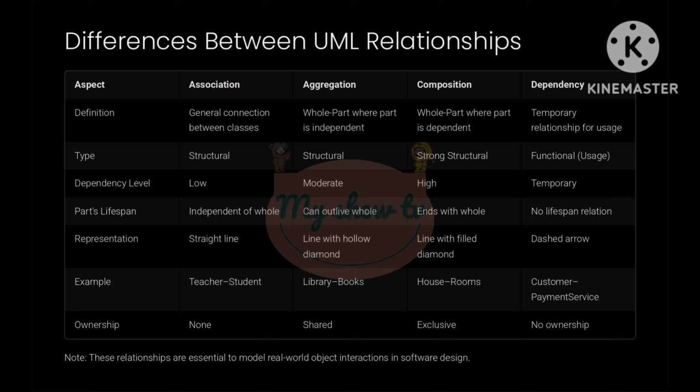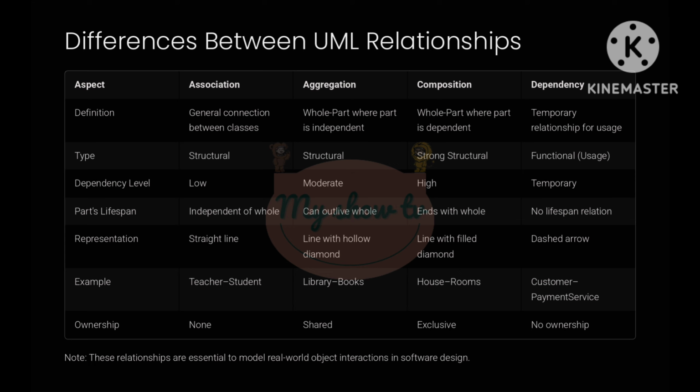3. Composition. Composition is a strong form of aggregation. It also shows a whole-part relationship, but here, the part cannot exist without the whole. For example, a house contains rooms. If the house is destroyed, the rooms cease to exist. So, composition represents exclusive ownership, and the part's life is tightly bound to the whole.